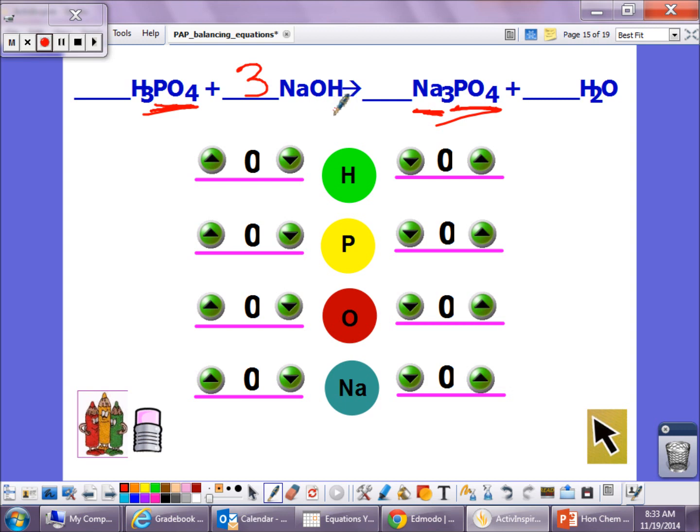Remember, this is hydroxide, but I do not have hydroxide on the product side. Therefore, I cannot leave it as a polyatomic ion. So let me count. 3 hydrogen plus 3 hydrogen, give me 6 hydrogen. I only have 2 here. I have no choice but to put a 3 right here. Give me 6 hydrogen and 6 hydrogen.